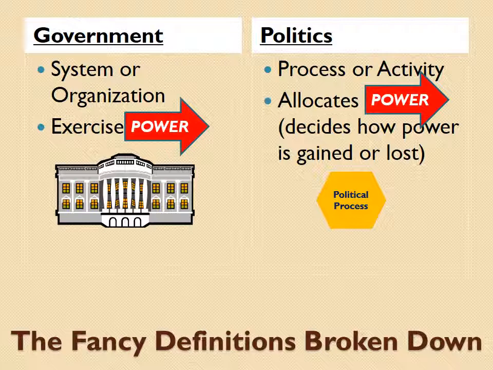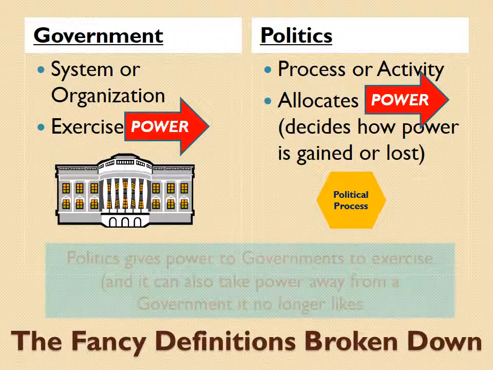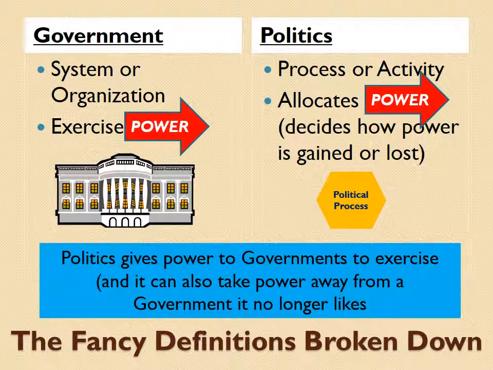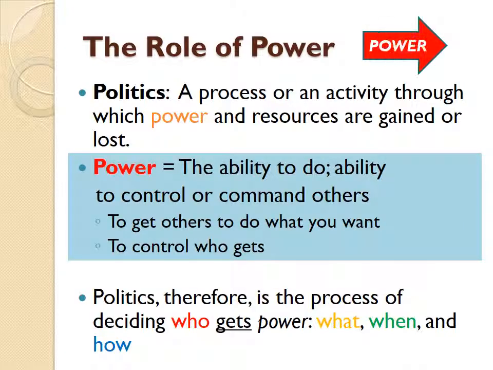However, there could be a political process which chooses different systems or organizations which don't look anything like the ones that we're aware of, and that would create a legitimate system, even though it's not the government that we generally think of as a government. So politics gives power to the governments to exercise, and it can take it away at any point if it decides it's a government that it no longer likes. It can set up a different government, a different system, a different organization by allocating power in whichever way that it chooses.